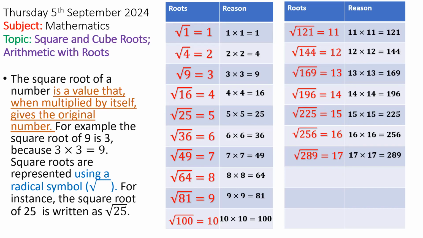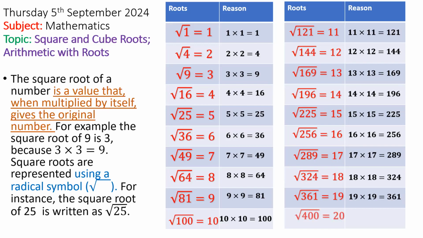What is 18? 18 is 324. What's the square root of 324? 18. Why? Because 18 times 18 is 324. What's the square root of 361? 19. Why? Because 19 times 19 is 361. Very good. And finally, what's the square root of 400?